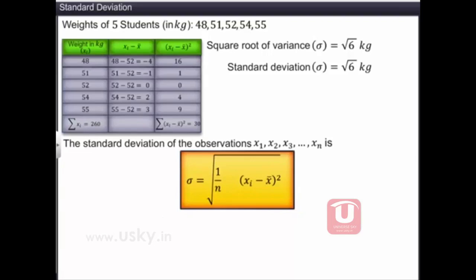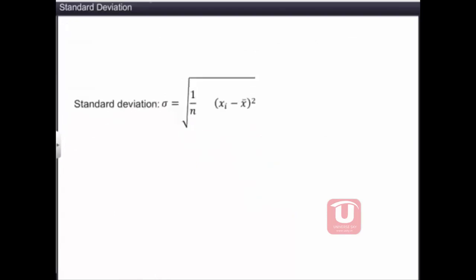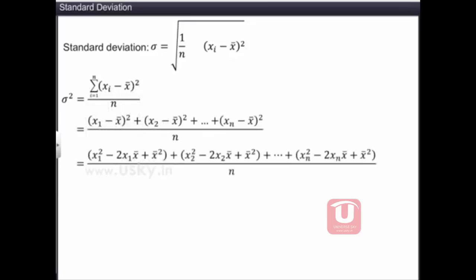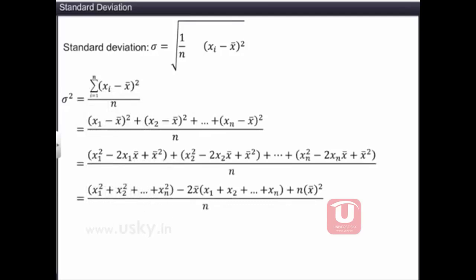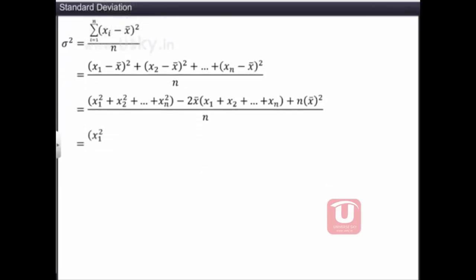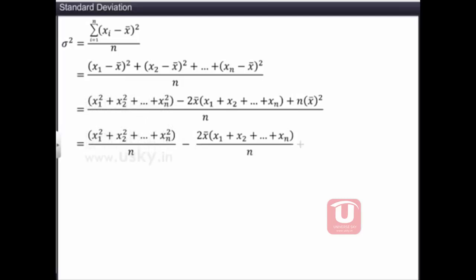We know that the variance, sigma squared, is given by the formula shown here. Let's expand the summation. On rearranging the terms and simplifying, we get x1 squared plus x2 squared plus so on till xn squared, whole divided by n, minus 2 x bar multiplied by x1 plus x2 plus so on till xn, whole divided by n, plus n multiplied by x bar squared, whole divided by n.